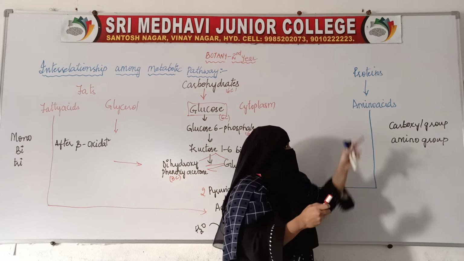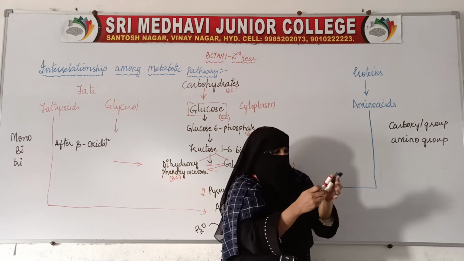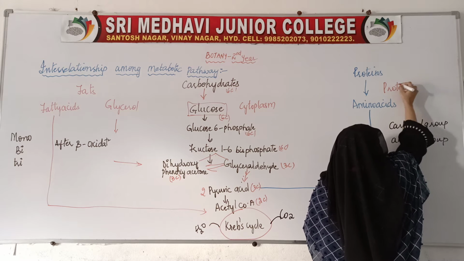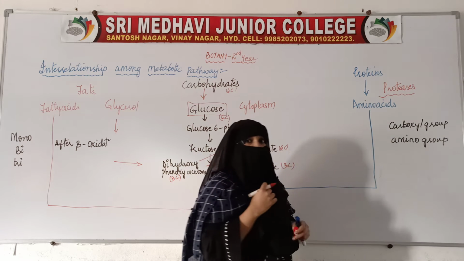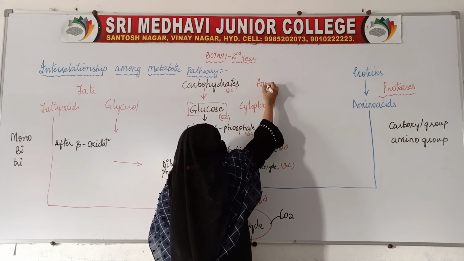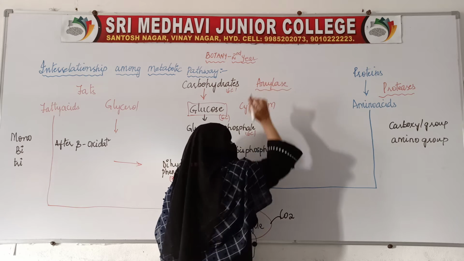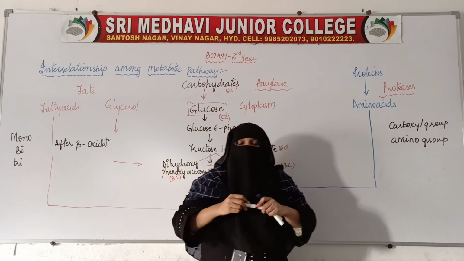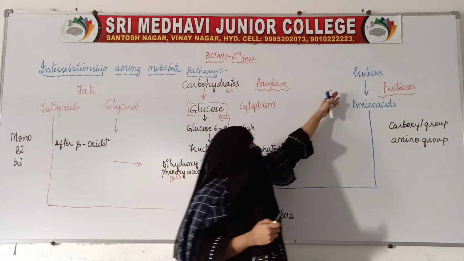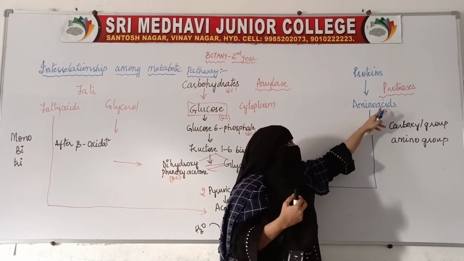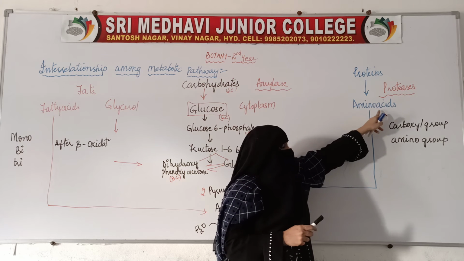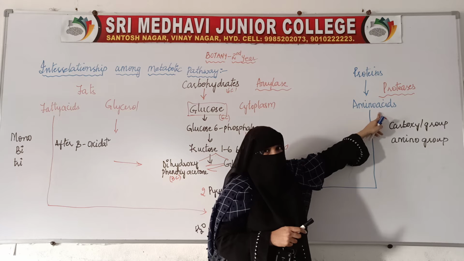After the proteins are converted to amino acids through enzymes called proteases. Here carbohydrates will be changed to glucose by the amylase enzyme. Many enzymes are there. For the conversion of carbohydrates to glucose, amylase will help. The proteins will change into amino acids with the help of enzymes called proteases.